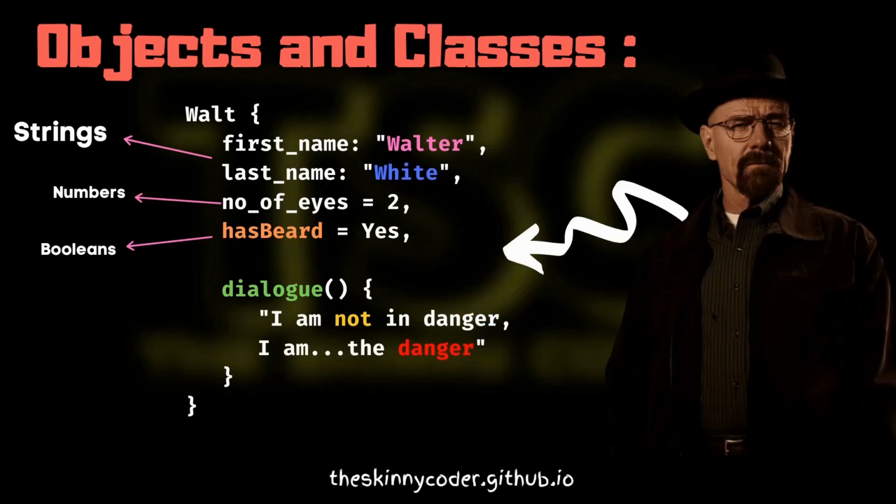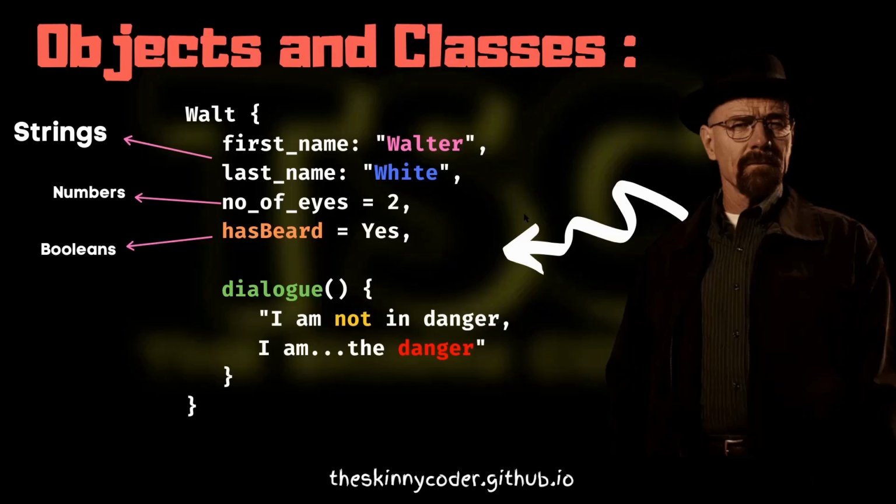Similarly, consider Walt. Even he has 2 eyes, he has got a beard, and his first name is Walter and his last name is White. And his famous dialogue is, only he can do that. Now even here you can see we can store strings, numbers and booleans, and we have the same method as Jesse does. To embed such objects, for example, Walt is an object and Jesse is an object, let us assume you're creating a Breaking Bad API, and you want all the characters of it stored in your database. To embed such objects into code, we can create 2 different entities for both of these characters, right?